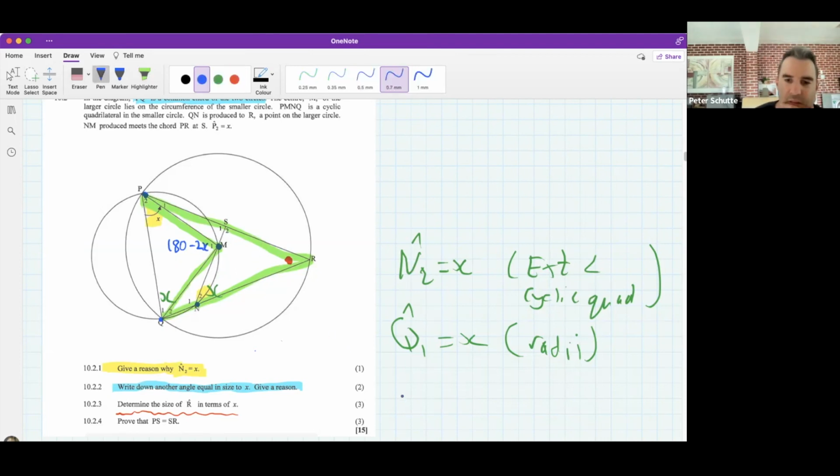It's going to be 180 minus 2x over 2. Yeah. So 180 minus 2x over 2, which is actually going to be 90 minus x. Yes. That's a toughie. Now, I haven't put all the reasons. The reasons would be sum of angles in a triangle, and then angle at center is twice angle at circumference. And then you get 90 minus x.